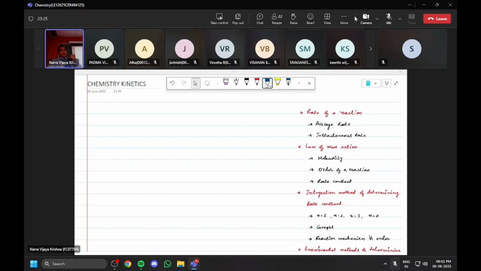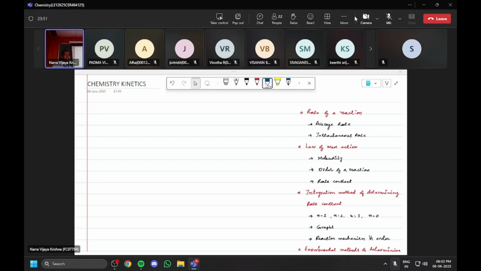So they are very slow. Fast reactions go to completion in a fraction of a second. Examples are precipitation reactions and neutralization reactions; these are all very fast. So in this chapter, we are not much worried about slow or fast. We will concentrate majorly on moderate reactions.